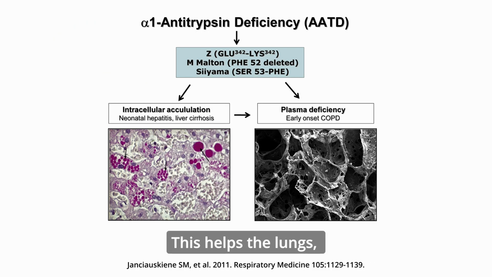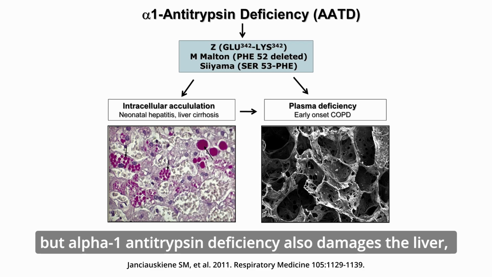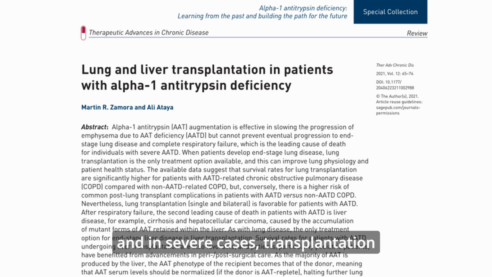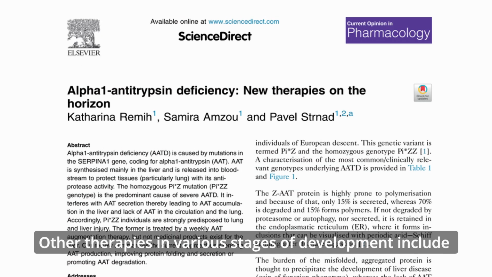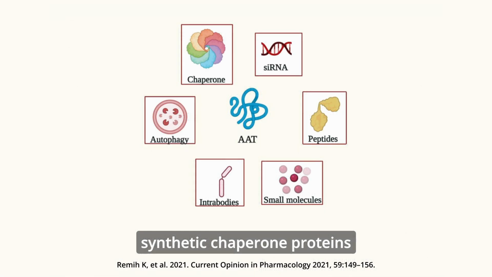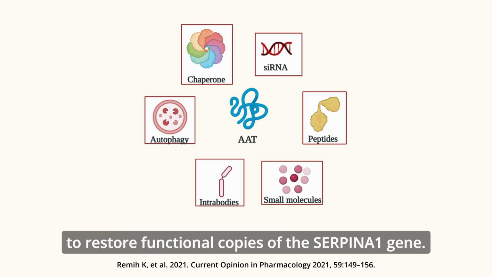This helps the lungs, but alpha-1 antitrypsin deficiency also damages the liver, and in severe cases, transplantation of either the lungs or the liver may be needed. Other therapies in various stages of development include synthetic chaperone proteins and gene therapy or gene editing to restore functional copies of the SERPINA1 gene.